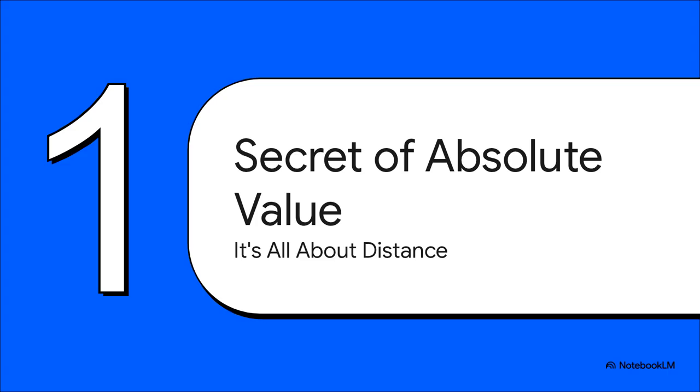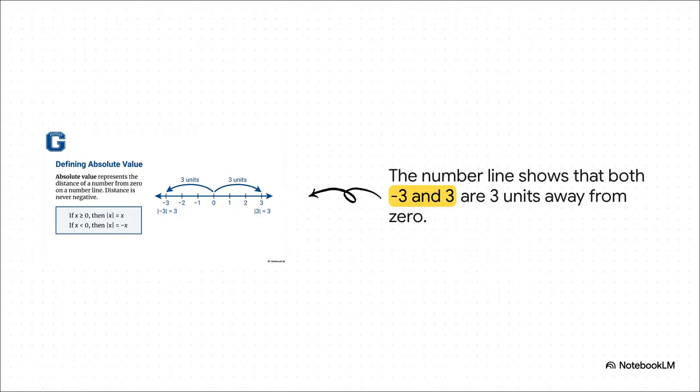It's all about distance. And this number line shows you exactly what I mean. When you see the absolute value of a number, all it's asking is, hey, how far is that number from 0? So you look at the number 3. Well, it's 3 steps away from 0. Easy. But now look at -3. How far is it from 0? It's also 3 steps away. And that's the key. Distance is always positive. You can't walk -3 steps.